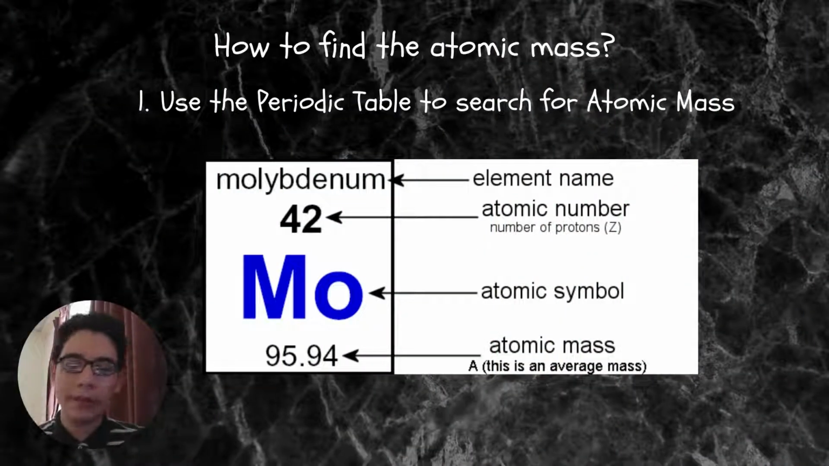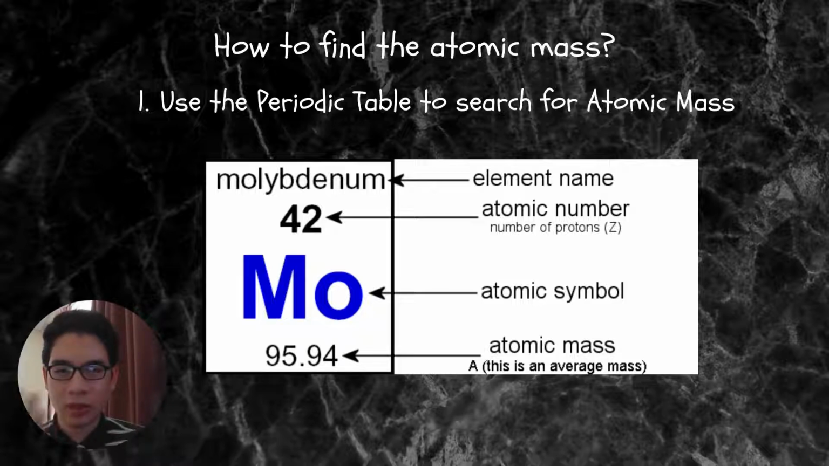So you might be thinking, well, if you want to find an atomic mass, we should just total up the number of protons and neutrons. That's how we get the atomic mass. Well, true, but that method is one of the three methods that you can use to find atomic mass. The first method is you can use the periodic table to search for atomic mass. Now, when you look at the periodic table, you will see there are boxes that contain an element in it.